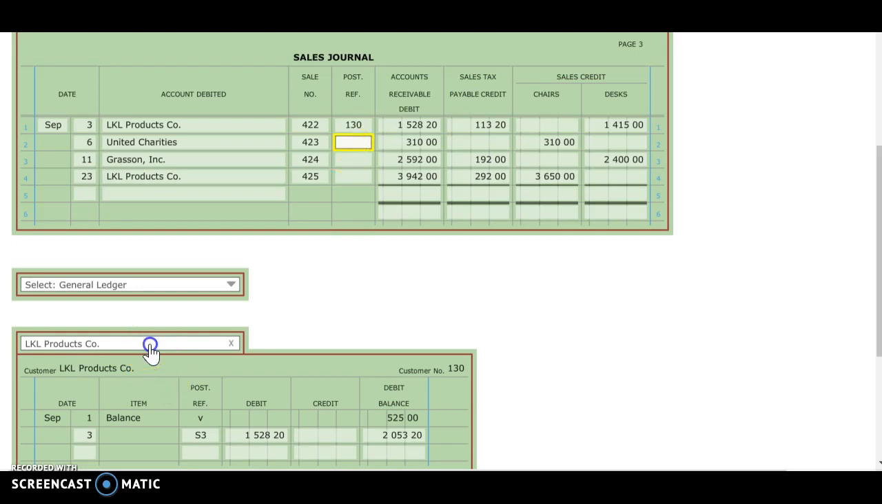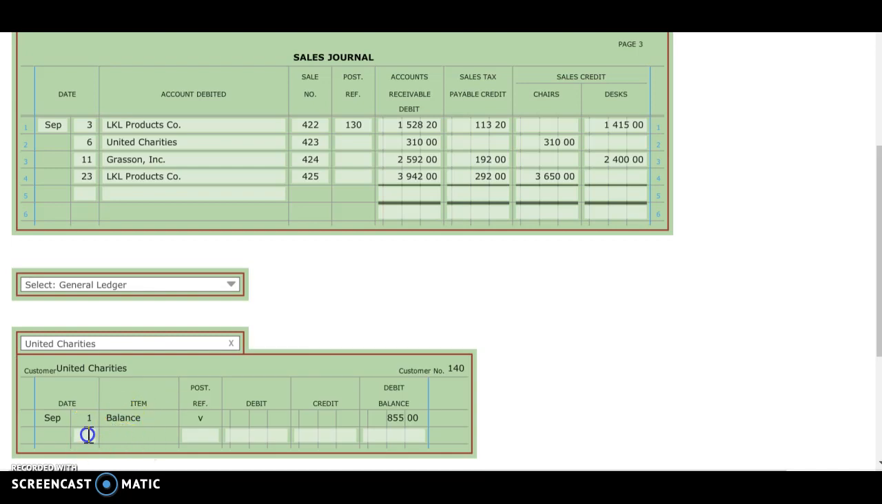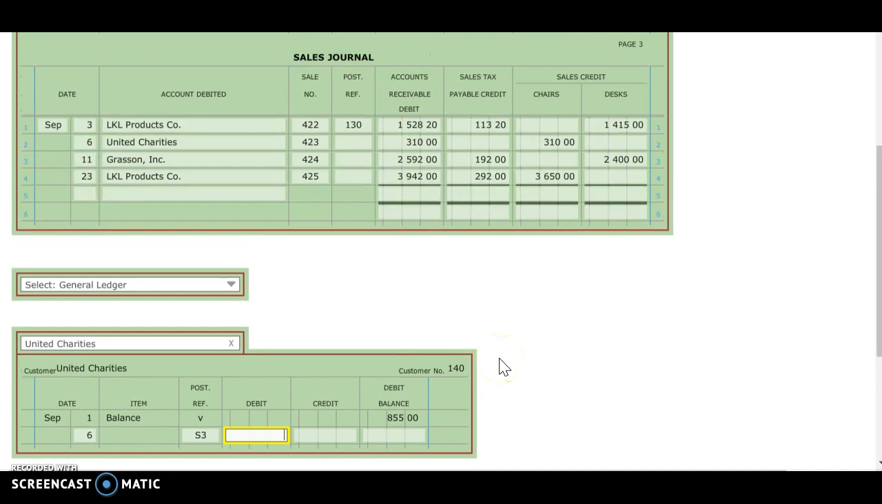Okay, next line, I'm going to United Charities. Again, in my accounts receivable ledger. The date is the 6th. I'm on sales journal page 3, so S3. Again, I have a debit, this time $310. Going to find my new balance. My new balance is $1,165. And then account number 140 goes back up.